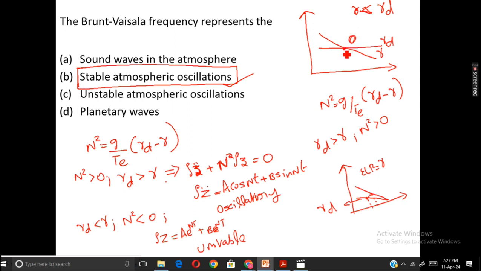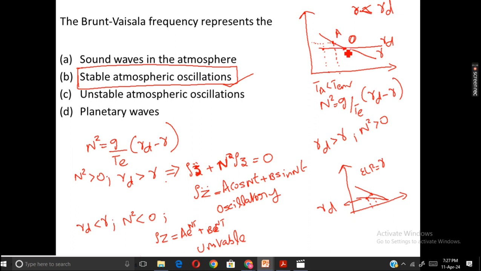We tried to raise the parcel from O to a height A. So in that case, at the height A, this is the temperature of the environment, and this is the temperature of the parcel. So T_A is less than T environment. So what will happen? The parcel will have the tendency to come back to its initial position O. We are trying to raise the parcel, but because the temperature is less than the environment, it will have a tendency to come back to its initial position.